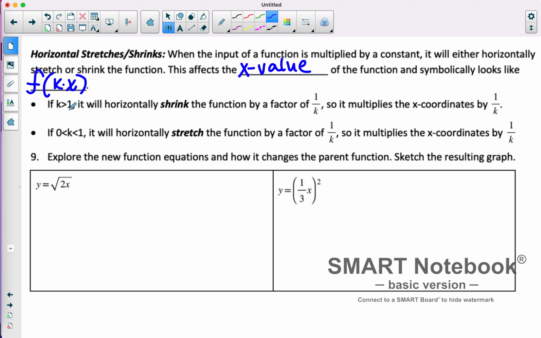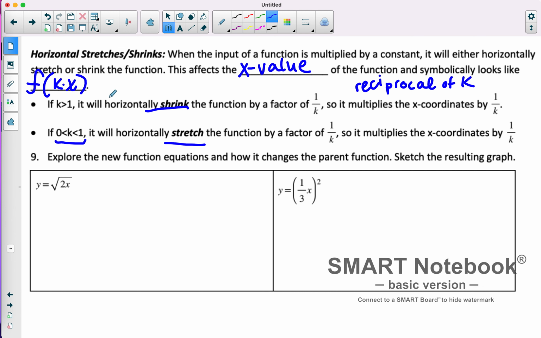So if k is bigger than 1, it's a horizontal shrink. It's a shrink by a factor of 1/k. So that's the reciprocal of k. It will multiply those x coordinates by 1/k. So whatever x is, you're going to multiply by 1/that k. If your constant is between 0 and 1, it will be a horizontal stretch by a factor of 1/k.